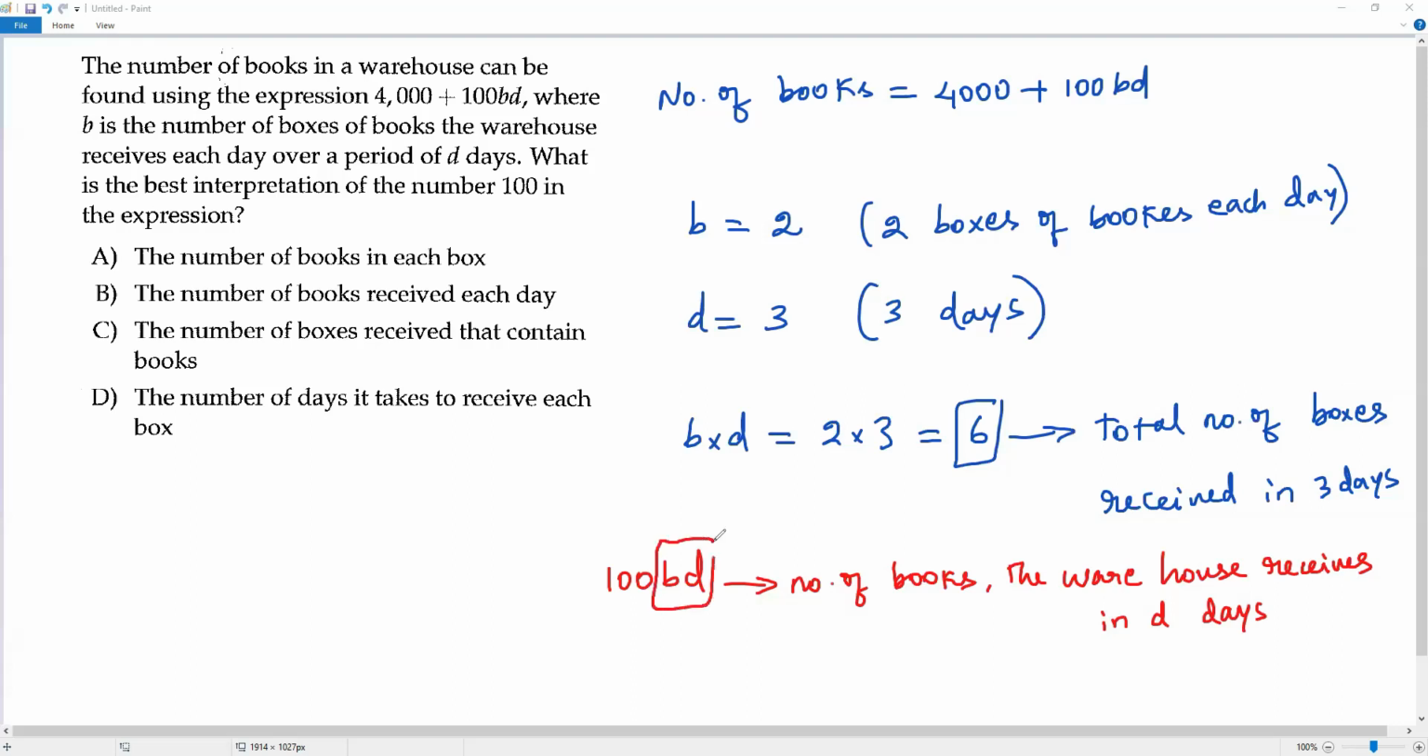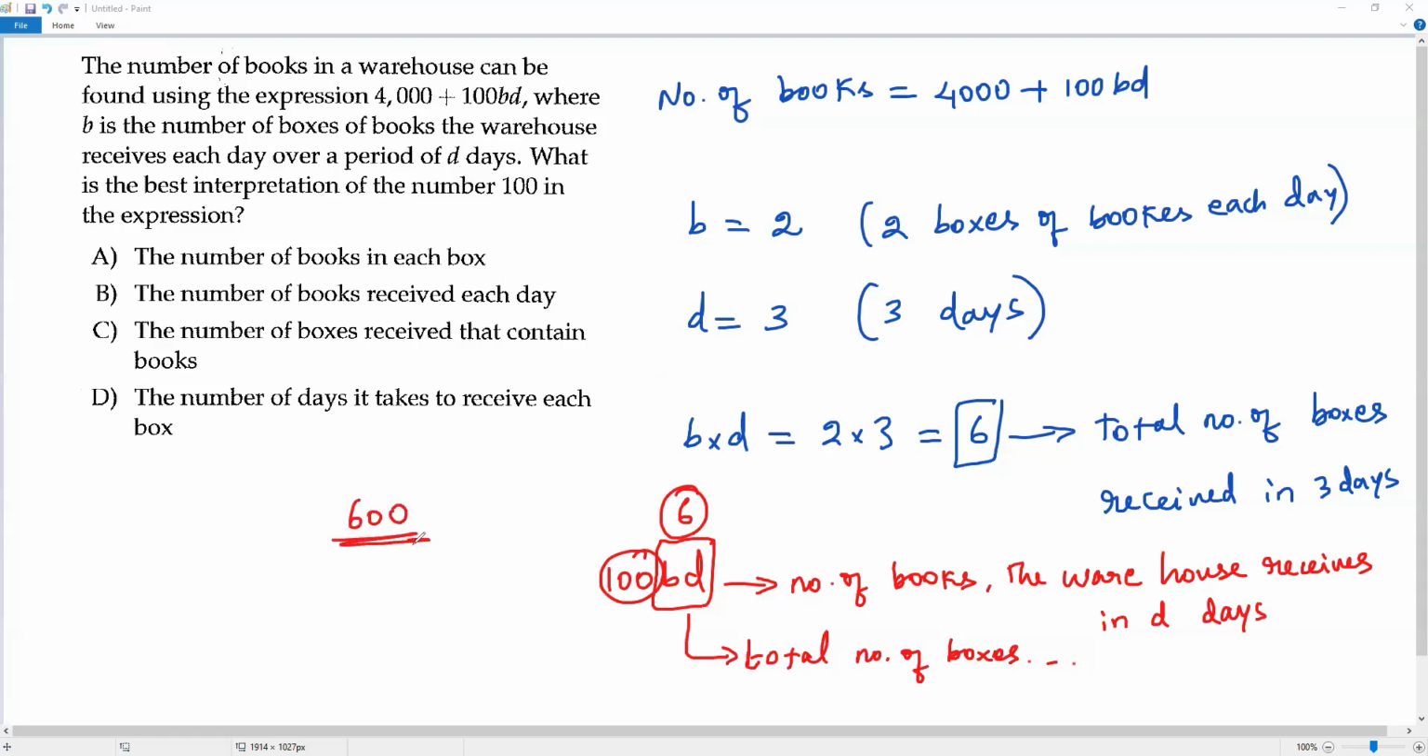So we know that B times D stands for the total number of boxes of books the warehouse receives in D days. Here we multiply the total number of boxes BD by 100. Now what does this stand for? Clearly it stands for the number of books in each box. For example, when I take B equal to 2, that is 2 boxes each day, and D equal to 3, that is 3 days, I get B times D equal to 6. That is 6 boxes. When I multiply 6 and 100, I get 600.